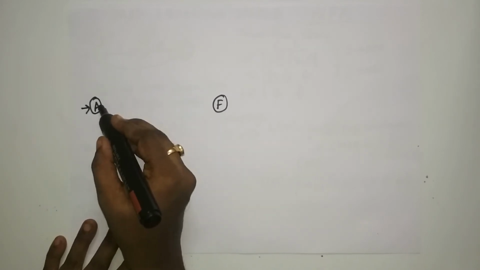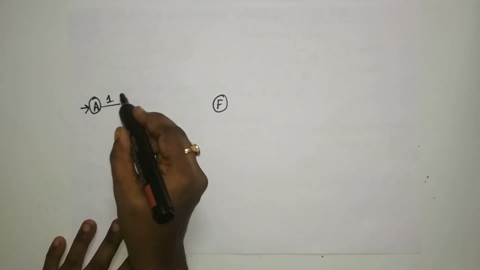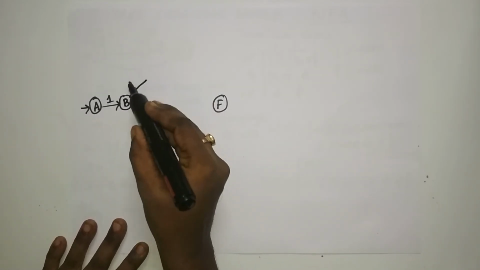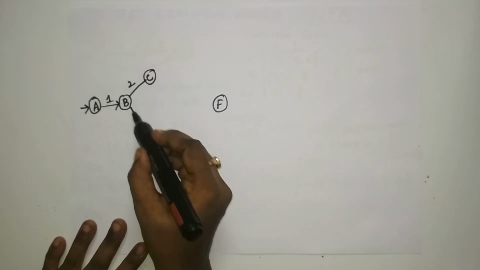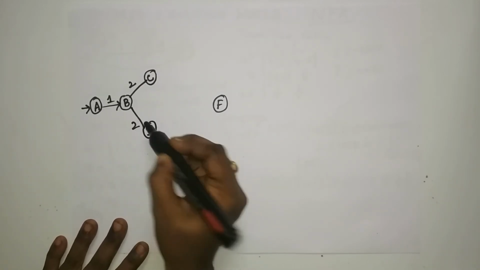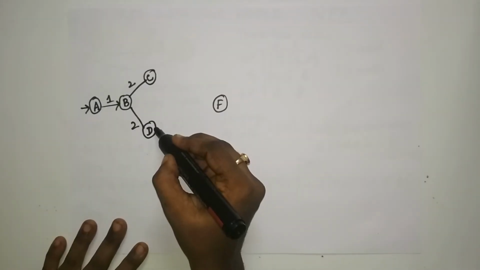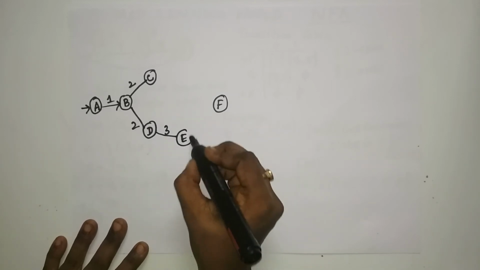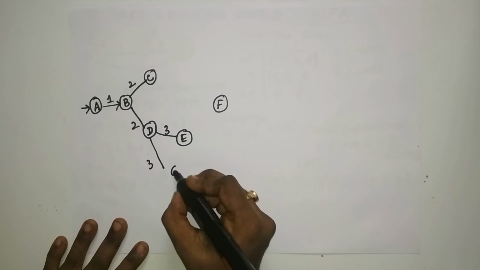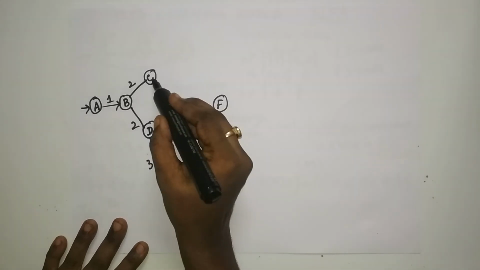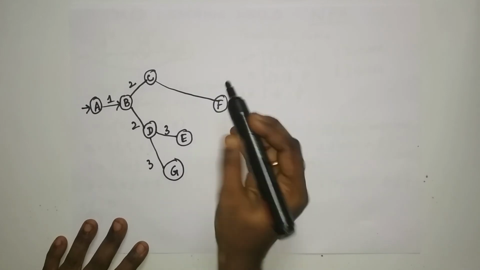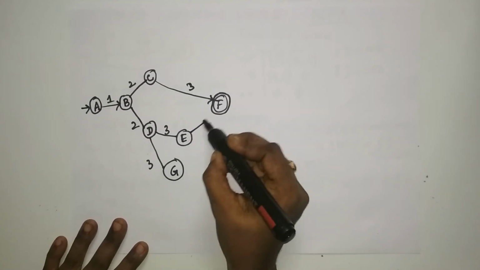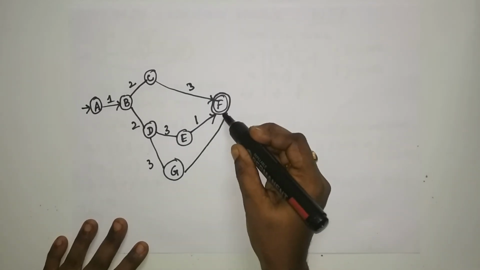Assume with 1 kilometer you reach the state B. Now, for 2 kilometers, you have a chance to go either to the place C or to the place D. Then for 3 kilometers, you again have a chance of going to the place G. From here, for 3, you can reach the final state, and from here, for 1, you reach the next place, and from 1, you reach the destination.